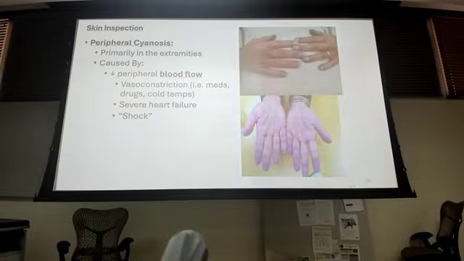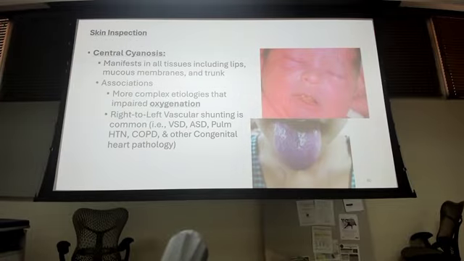Okay. But when we talk about central cyanosis, this is an oxygenation problem, okay? So if you see the lips, the mucosal membranes inside the mouth, the tongue, if you see that purplish, kind of bluish appearance present to those areas, you should be thinking that this is an oxygenation problem. The blood is not oxygenating normally.